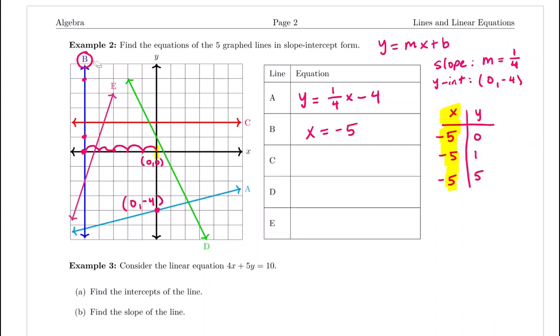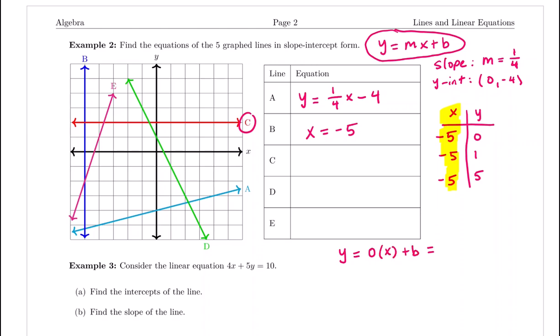Let's move on to part C now. I have this line here. This is a horizontal line and its slope is 0. So if I go back to this equation of my line, if m is equal to 0, so in other words, if I had y equals 0 times x plus b, then 0 times x is just 0, and so we get y equals 0 plus b, which is just equal to b. So it turns out that the equation of a horizontal line is just y equals whatever the b value is.